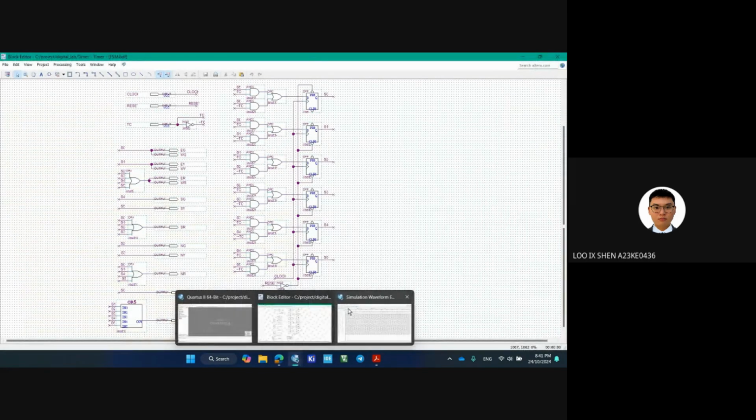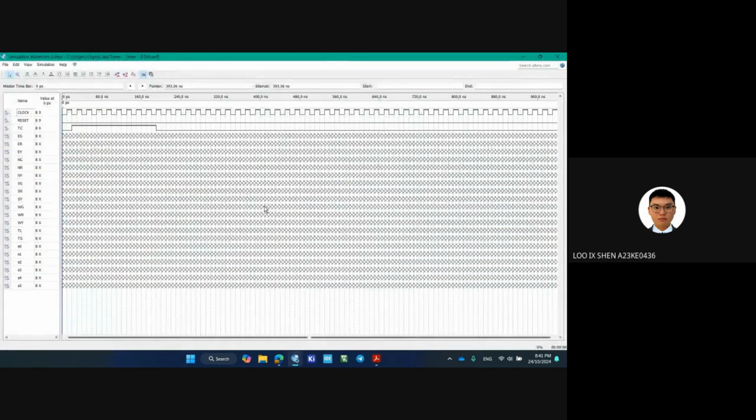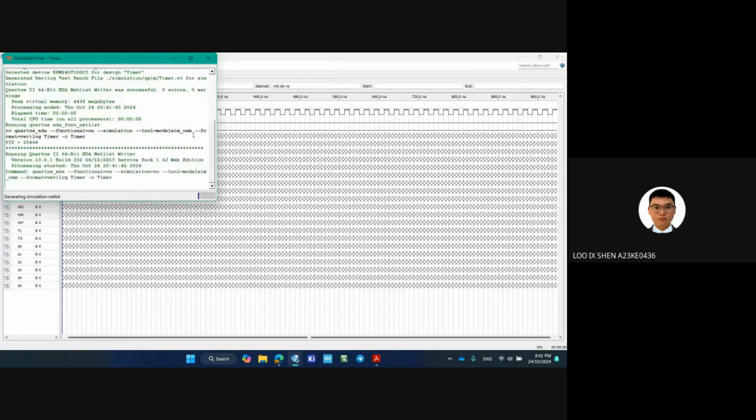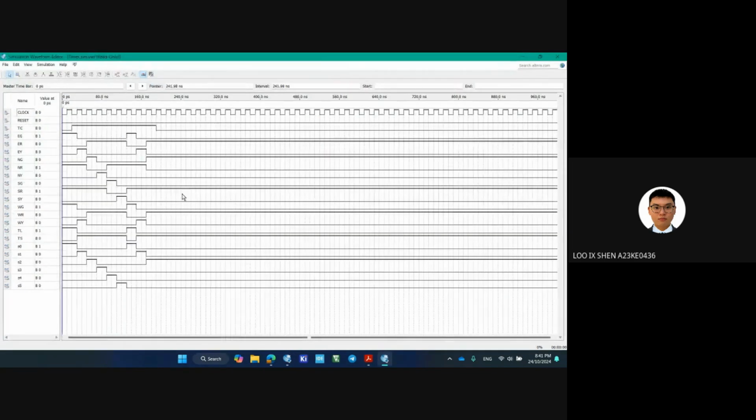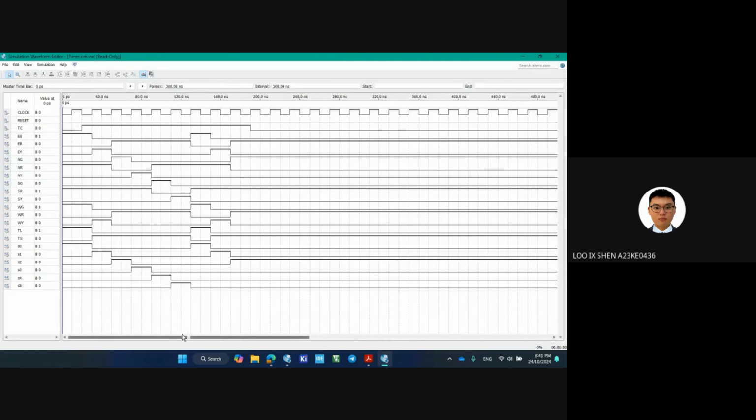And we have created one simulation waveform for this schematic diagram. I will explain it step by step. Initially, the default state, S0, will be high, unless it meets the TC input, which is the TC from the timer module.